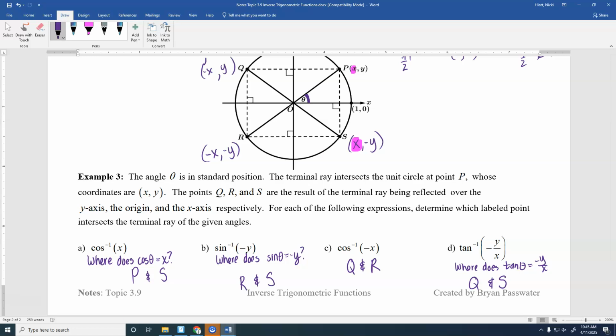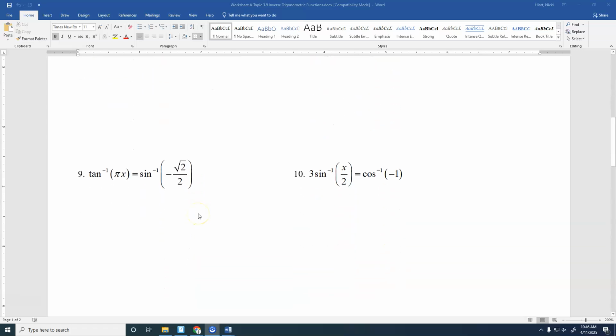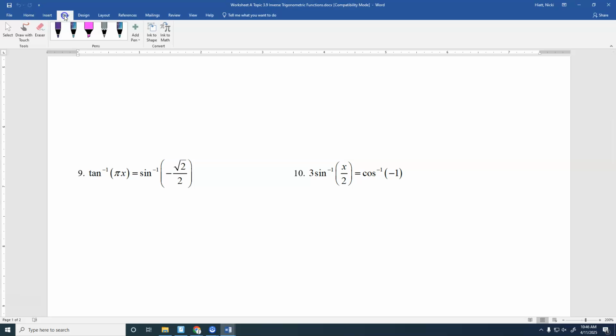All right, so we're going to take, we should do 9 right here. All right, so this is a lot of inverse stuff going on here on number 9. But we want to start with this part right here because this is a value. Okay, this is asking me where does sine of theta equal negative root 2 over 2.